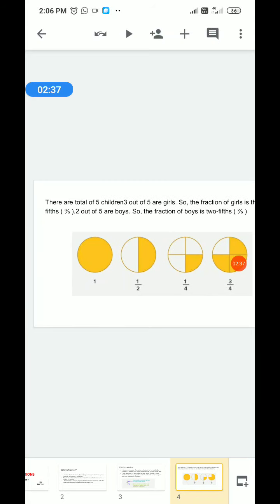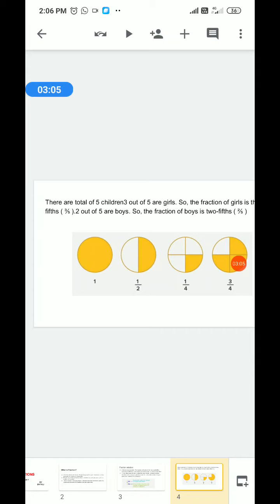See the next circle. How many equal parts are there? 4 equal parts. 1, 2, 3, 4. So in the denominator we write 4. And in that circle how many parts are shaded? Only one part is shaded. So we write 1 by 4. 1 is the numerator, 4 is the denominator. The denominator is the total number of equal parts, and 1 is the one part shaded, so that is 1 by 4.